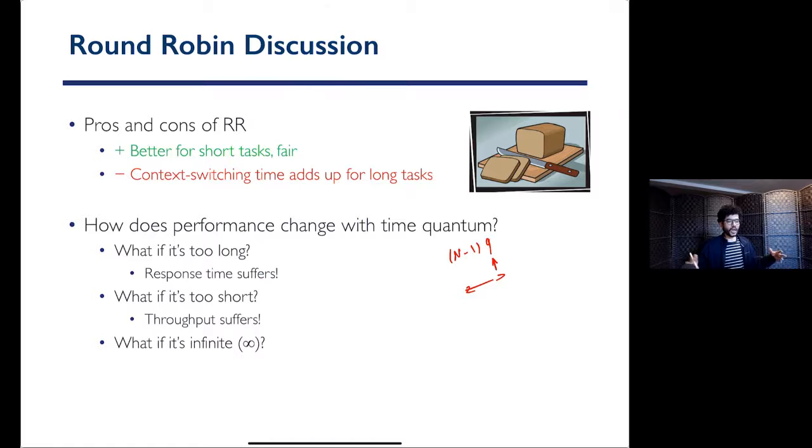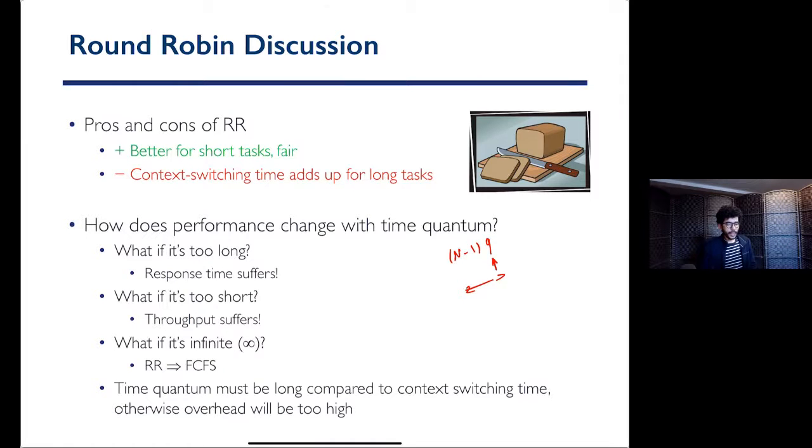If the length of the time quantum is infinite, then we're actually going to switch to FCFS, because each task gets to run for as long as it takes. So I'm going to finish T1, and then I'm going to go to T2, and then to T3, and then to T4. So we're going to turn round robin into FCFS if we consider infinitely large time quanta.